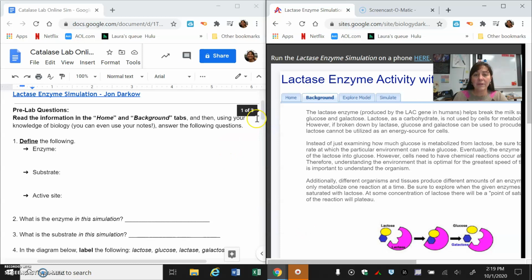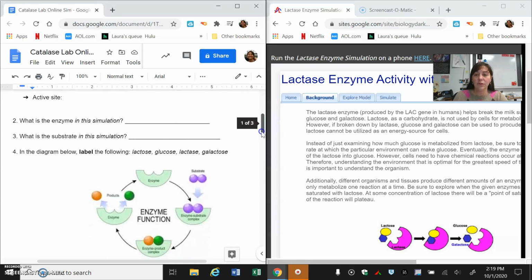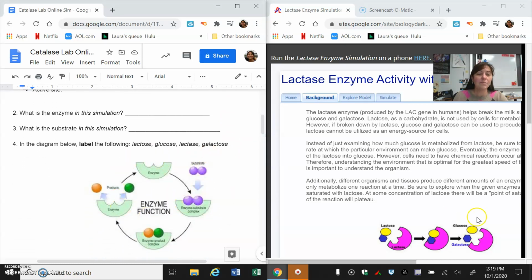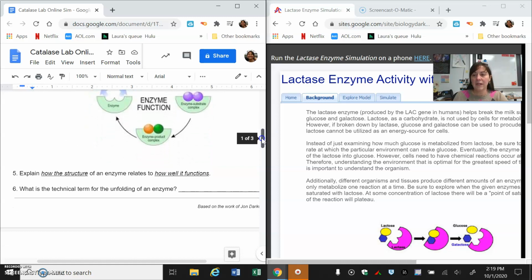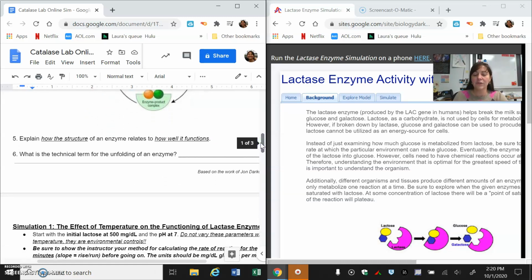And again, you're going to draw basically the picture that's shown for you right here. You're going to label it based on what you see over here. So you're going to go through that preliminary part. Okay, explain how the structure of the enzyme relates to its function, and what is the technical term for the unfolding of an enzyme. And again, all of that should be in the home and the background sections. If not, feel free to Google an answer and check it out and try to get something.